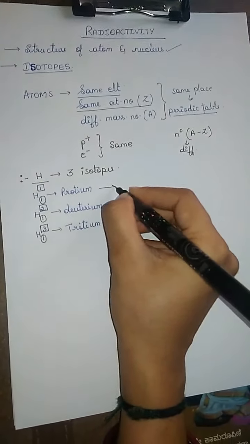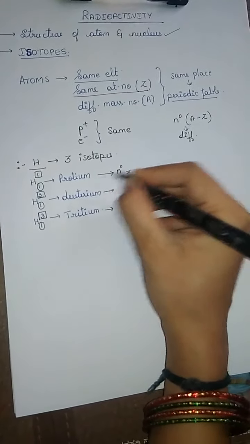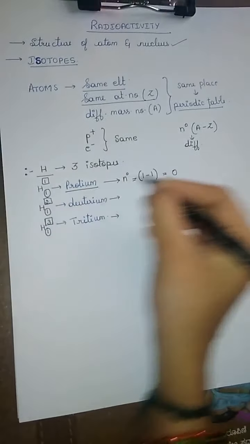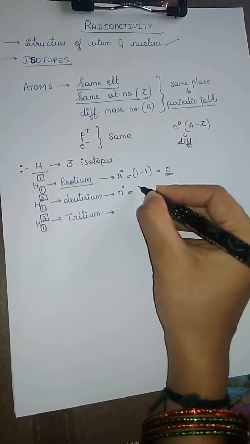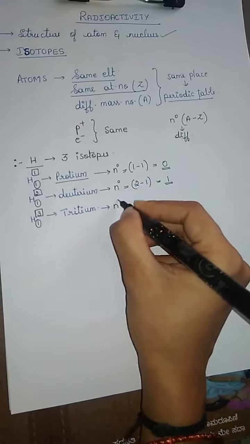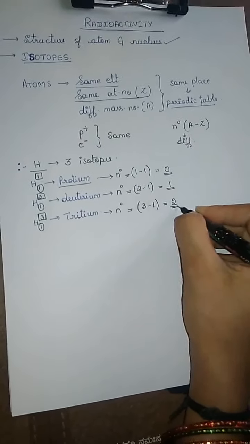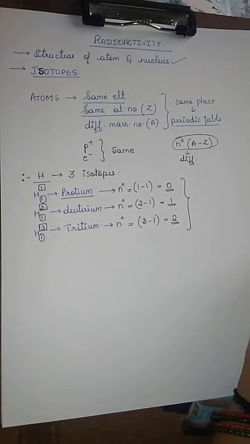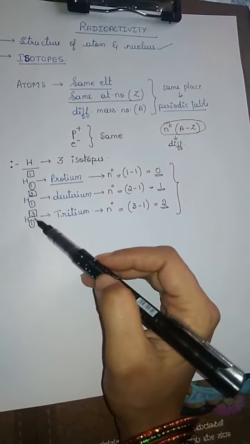Now let's see the number of neutrons in each of them. The number of neutrons in the protium, or the first one, is 1 minus 1, that is 0. So this doesn't have any neutrons. In the deuterium, the second one, it is 2 minus 1, so there's only 1 neutron. And in the third one, the tritium, we can see there are 2 neutrons. So as I told earlier, the neutrons, that is A minus Z, will be different in the same element.